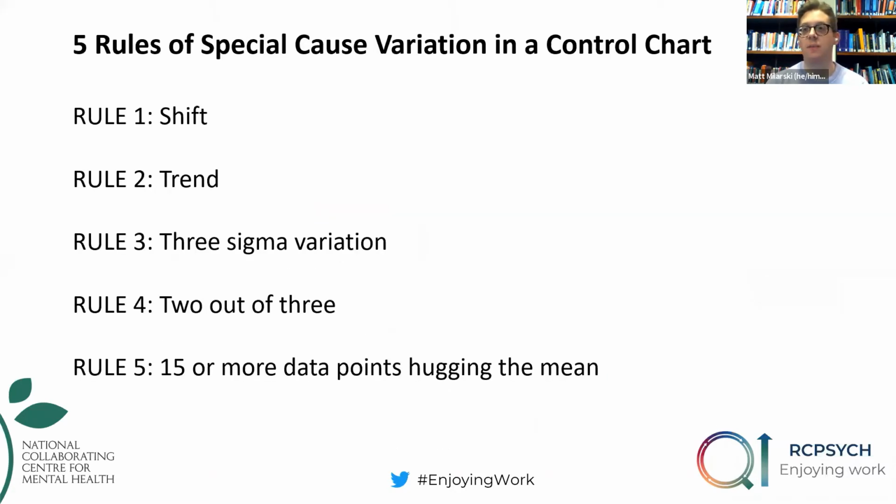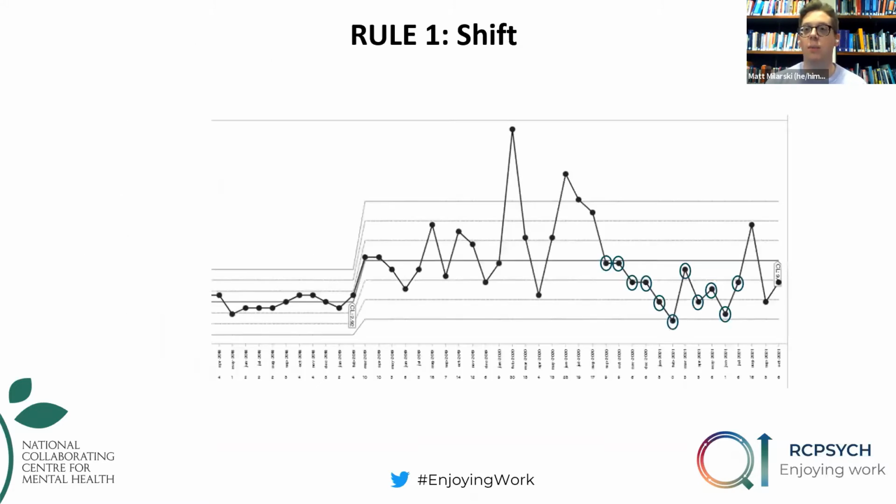In the next slide, as I mentioned before, SPC charts are really useful for understanding our data in different ways, understanding if the data is showing an improvement, understanding if there is sustained improvement. And the way that you can differentiate between something that is special cause or common cause variation is through the 5 rules of a control chart. They are a shift, a trend, 3 sigma variation, the rule of 2 out of 3, and the rule of 15 or more data points hugging the mean. So we're just going to go through these one by one.